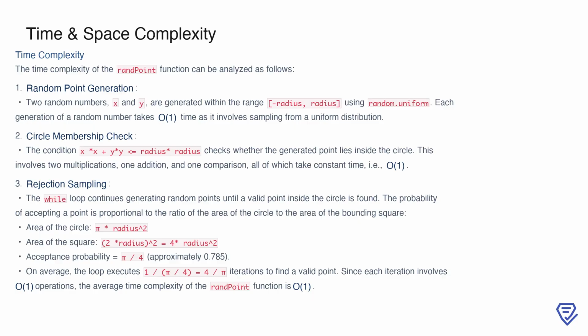Now, since we're using rejection sampling, the while loop will continue generating points until a valid one inside the circle is found. The acceptance probability is determined by the ratio of the area of the circle to the area of its bounding square, which is pi/4 or approximately 0.785. On average, the loop will execute 4/pi iterations to find a valid point. Since each iteration involves constant time operations, the overall average time complexity of the randpoint function remains O(1).